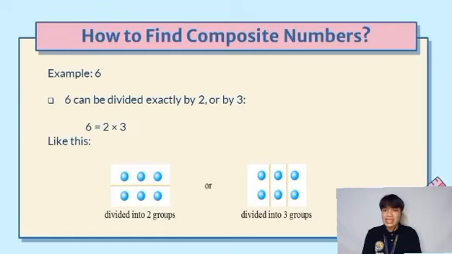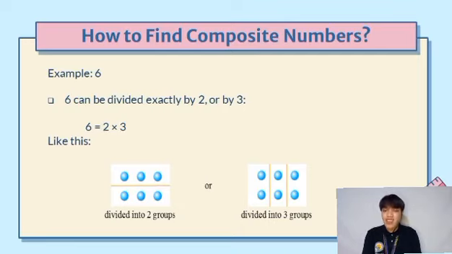And look at this example. For example, the number 6. 6 is divisible by 2 and 3 that makes it a composite number. And here is the visual representation of what I've mentioned. 6 can be divided exactly into 2 groups. And it can also be divided into 3 groups with no remainder. So this means that the number 6 is a composite number.